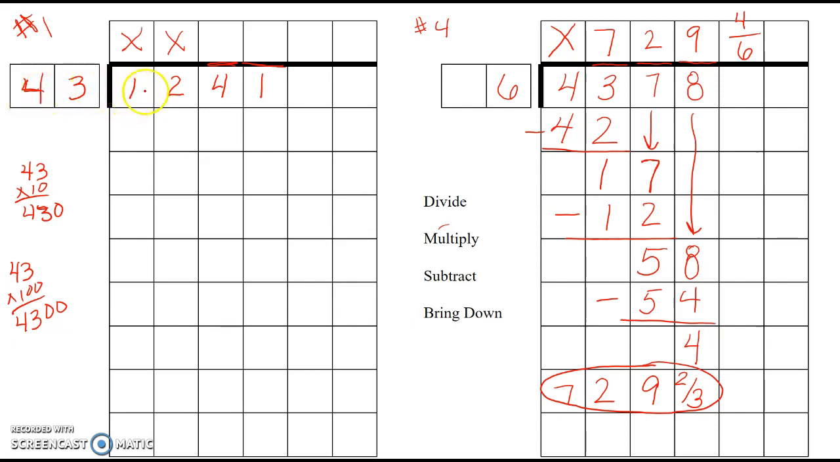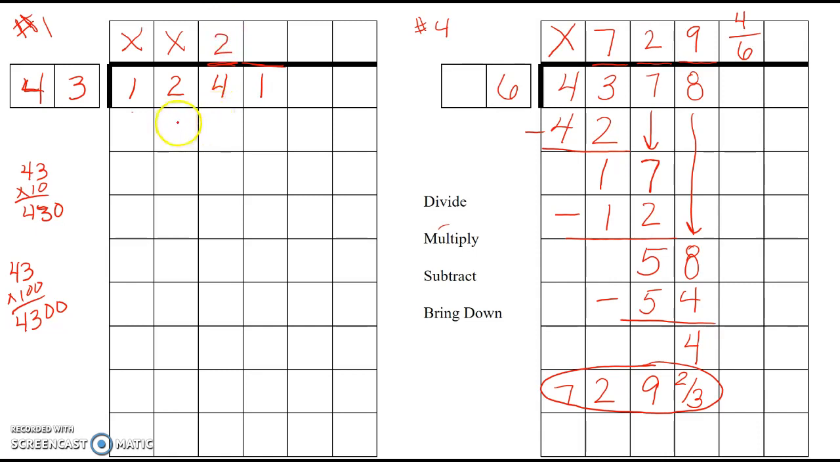43 can't go into 1, it can't go into 2, but it can go into 124. How many times do you think 43 can go into 124? Well, let's think about it. If I estimate and say 40 times 3 will give me 120, but 43 times 3 is going to give me probably more than 124, because 3 times 3 is 9, 3 times 4 is 12, so 129 is what I need. So really, 43 can only go in 2 times.